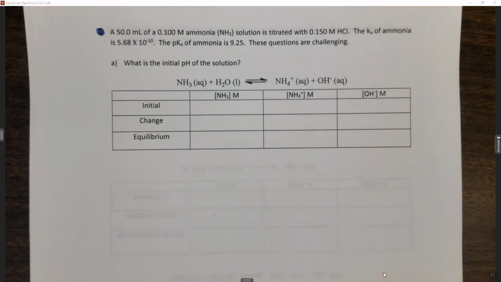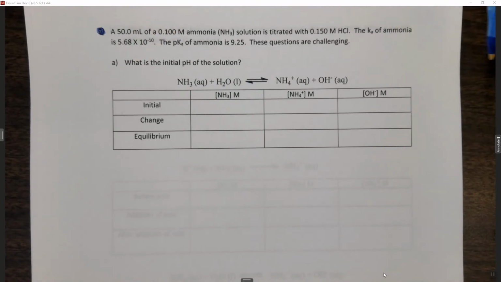And just like in the previous question, we're going to look at different points along the titration in order to determine the pH. But as you'll see, it is considerably more complicated when we have a weak base or a weak acid being titrated with a strong base or acid. So that's basically how it works. So first things first, it says, what is the initial pH of the solution?